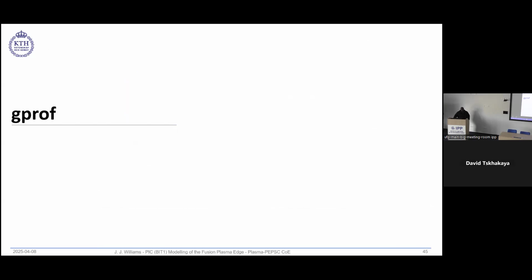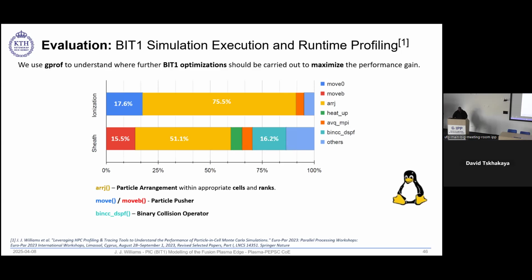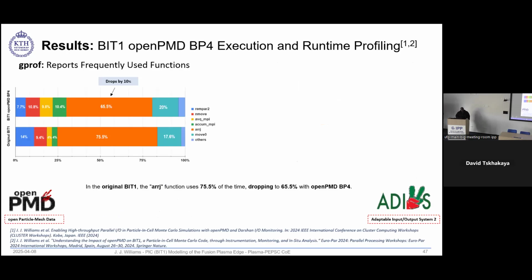gprof tells us we started off trying to understand the maximum performance of BIT1. When we use ADIOS2 and OpenPMD, right away the runtime dropped by 10% without doing anything. No optimization at all. So just using OpenPMD and ADIOS2, we improved the code a little. That's excellent. So now we can do some other things in this code.